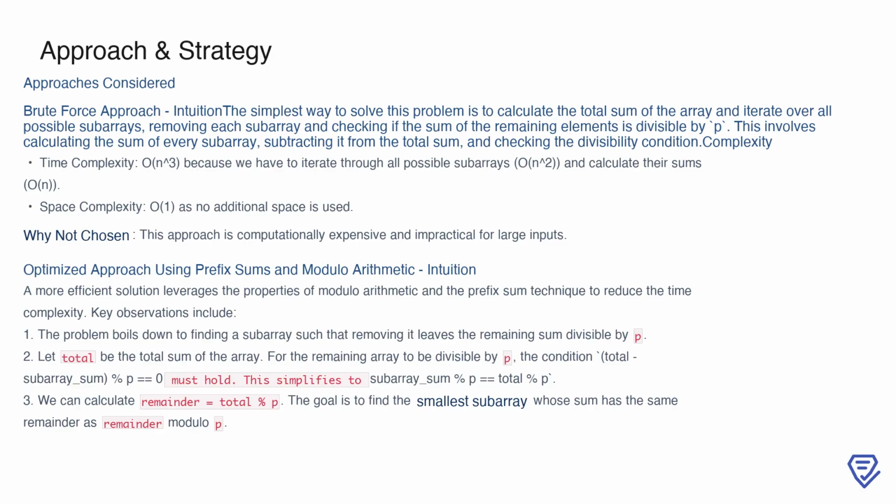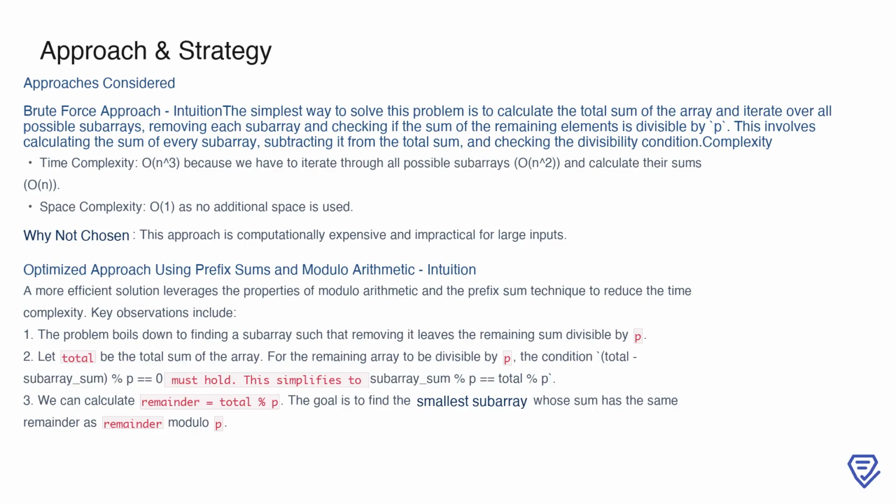While this method is simple to conceptualize, it involves calculating the sum for every subarray, subtracting it from the total, and verifying divisibility, which leads to a time complexity of O(n cubed). This is because iterating over all subarrays takes O(n squared), and calculating their sums adds another O(n). The space complexity, however, is O(1), since no additional structures are used. Despite its simplicity, this approach is computationally expensive and impractical for large inputs, making it unsuitable for this problem.